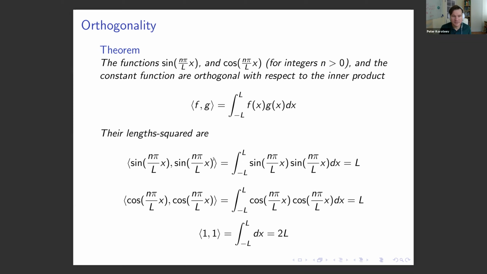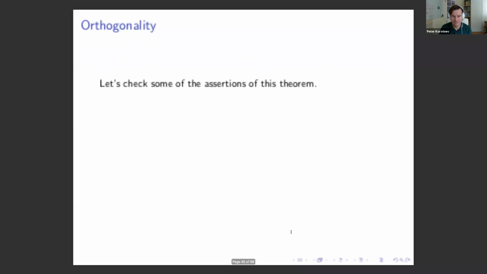And their squares, right? So if you calculate sine with itself and cosine with itself, as you can see from these integrals, the result is equal to L. And if you take 1, the constant function, and integrate it over the interval, you're going to get 2L. So let's check some of the assertions of this theorem.